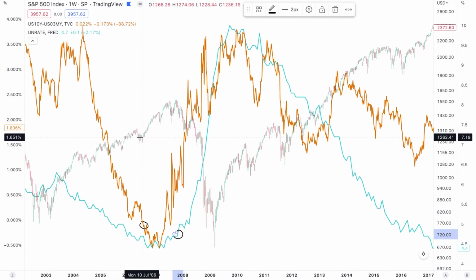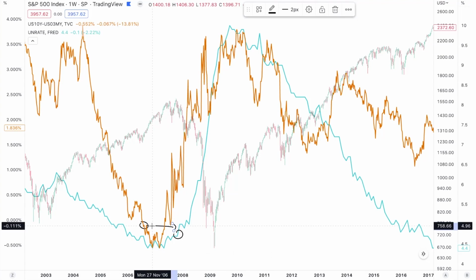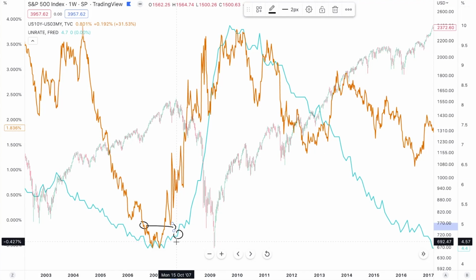So even though the economy was extremely fragile, it took over a year between the yield curve inversion and the beginning of the unemployment rate rise. It took over a year between the yield curve inversion and the moment that the economy began to weaken and the financial system began to collapse.